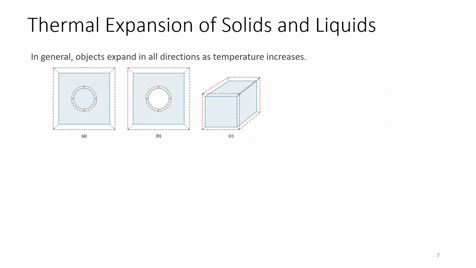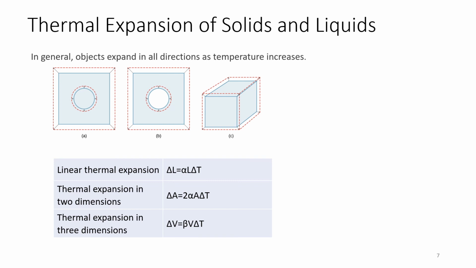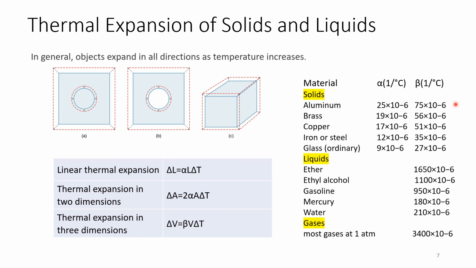There are three types of thermal expansion: linear thermal expansion, thermal expansion in 2 dimensions, and thermal expansion in 3 dimensions. Here is a list of the coefficient of linear expansion alpha and the coefficient of volume expansion, or 3-dimensional expansion, beta at 20 degrees Celsius.